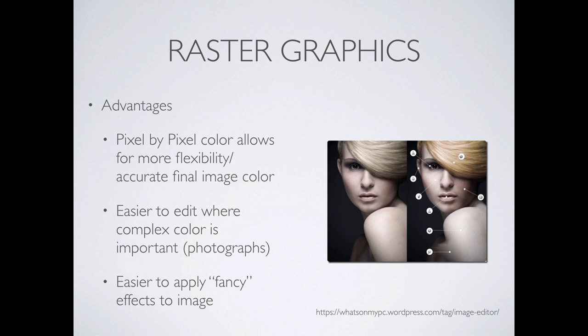Raster graphics allow you to have pixel by pixel colors. So it's very flexible. You can have an extremely smooth gradient from one color to another color because it's on a pixel by pixel basis. This pixel is this color. This pixel is slightly different than that color. So it's really accurate for your final image color and allows you a lot of flexibility in terms of how you customize it, how you work with it, things like the clone stamp tool. Copy this pixel from here over to that pixel there. It's really easy to edit where complex colors are important. Clone stamping is a good example. Those kinds of things are great in a raster graphic, where we have all those individual pixels. It's also easy to apply fancy effects to the image because, again, it's all just pixel-based.